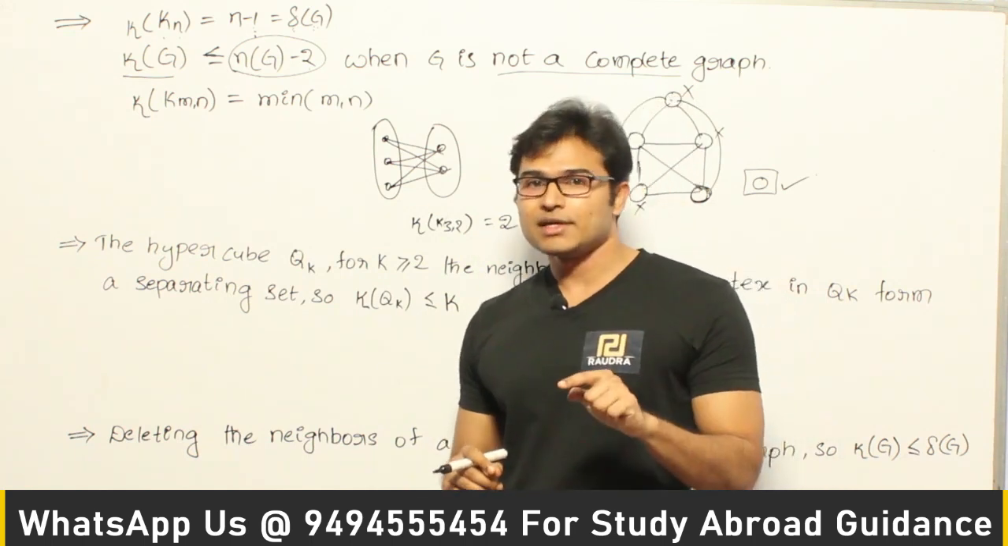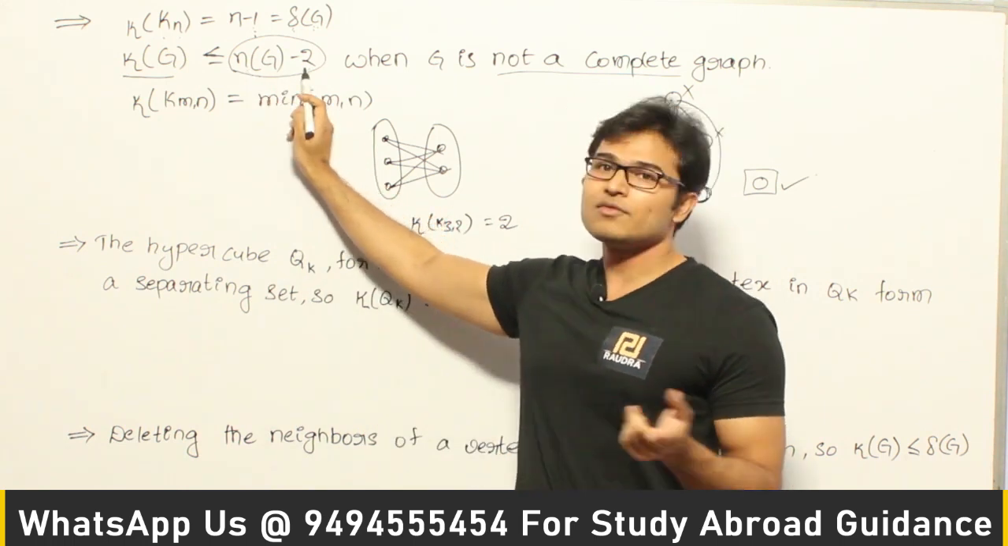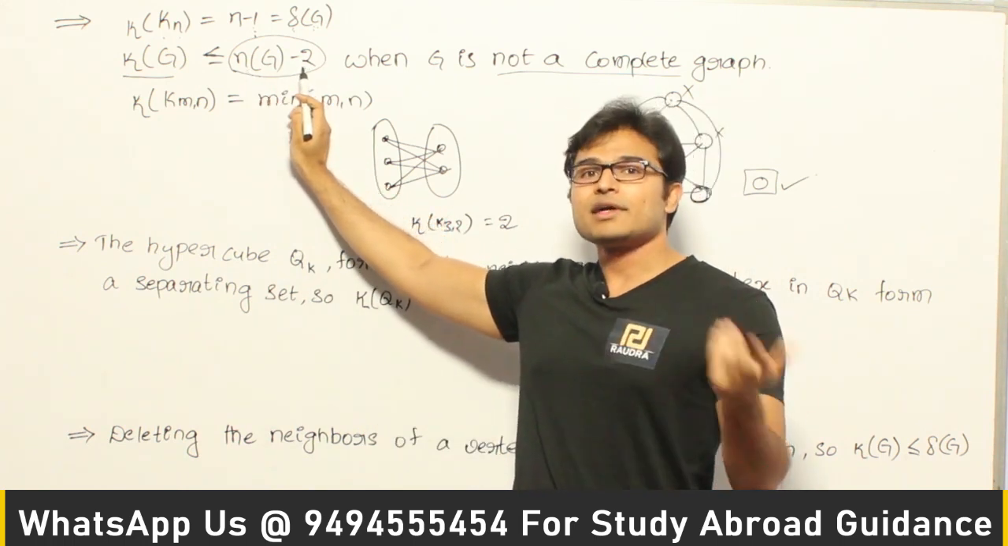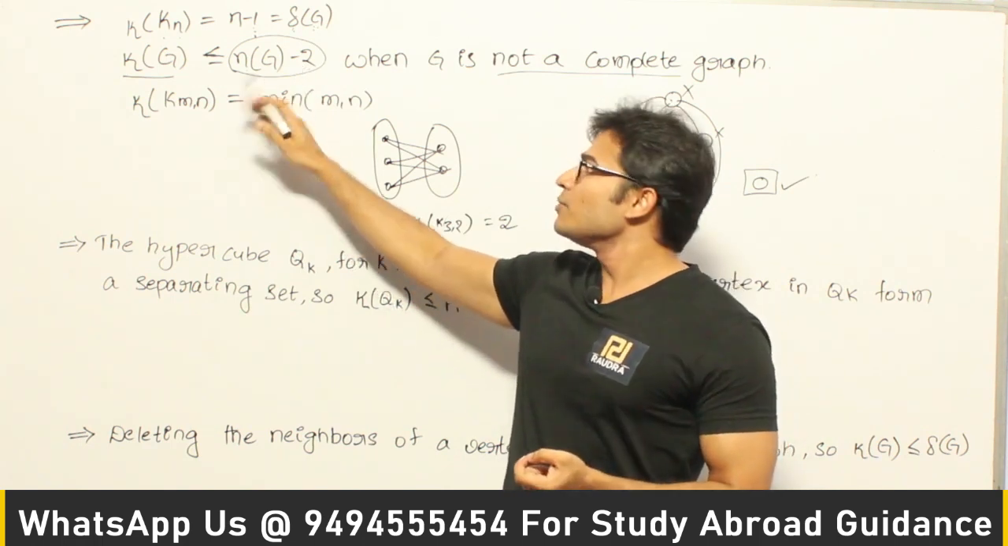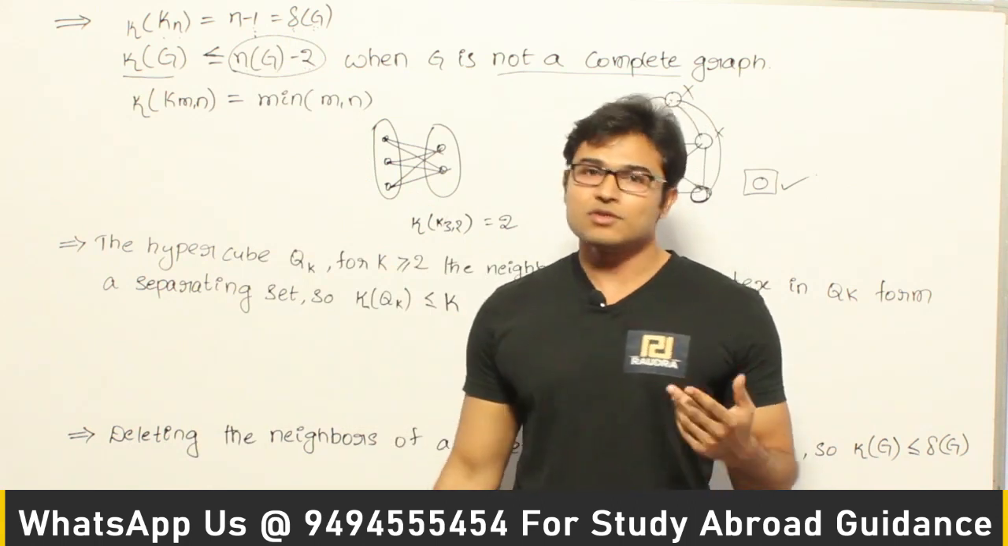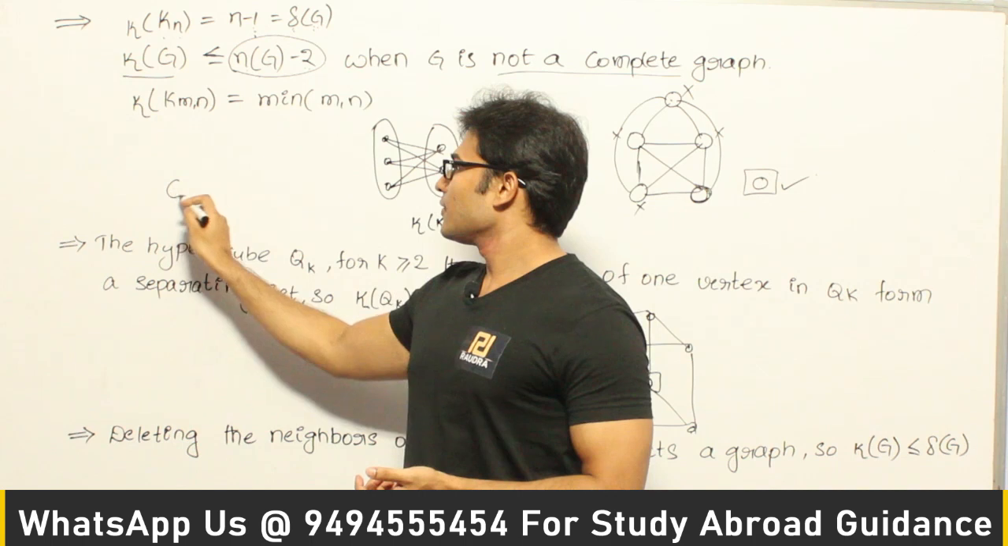Therefore, in the worst case, you might have to remove this many vertices in order to disconnect that graph. And you need not go beyond this in order to disconnect a graph which is not complete. Are you getting this?